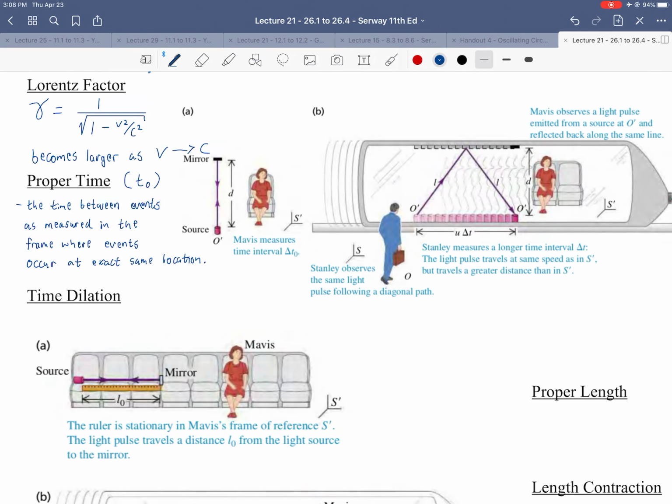Okay, so let's think about where time dilation comes from. It tells us that measured time in any other frame will be longer than the proper time. So if events are occurring at rest in my frame, any other frame moving relative to me will measure a shorter time between events.